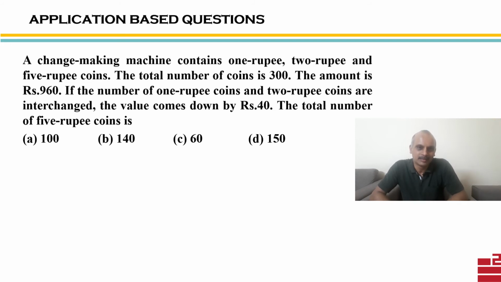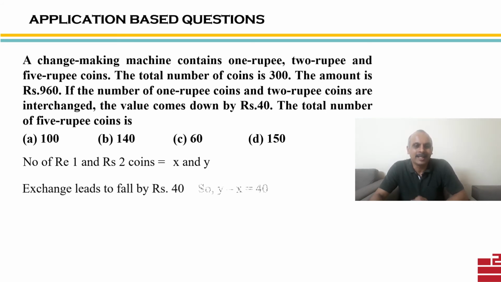Now if you have read this, you must have noticed that if you exchange the number of 1 rupee and 2 rupee coins, the value comes down by 40. What is the interpretation of that? Let us say the number of 1 rupee coins earlier was x and the number of 2 rupee coins was y. If the exchange leads to a fall of 40, it means y minus x is 40. It means earlier the number of coins of 2 rupees was 40 more than the number of coins of 1 rupee. You have to understand this point carefully, because only then will the value come down if I exchange them.